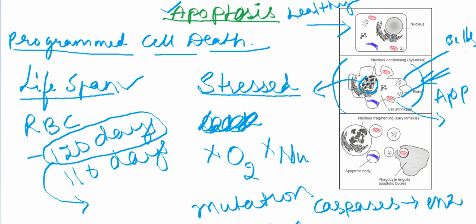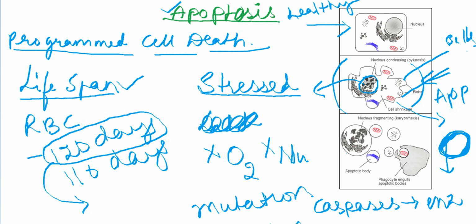Next, it goes and attacks the lamin protein of the nucleus. This is the nucleus, right? The nucleus has something in the region of its nuclear envelope called lamin proteins. It is necessary for maintaining the structure of that nucleus. So that is being disrupted by caspases. That is why here the nucleus is somewhat in a disoriented form.